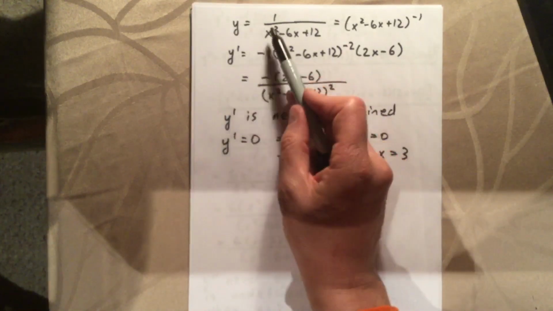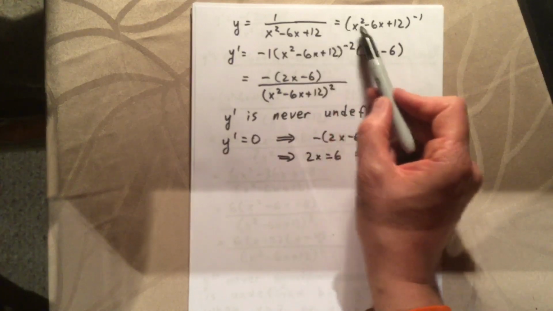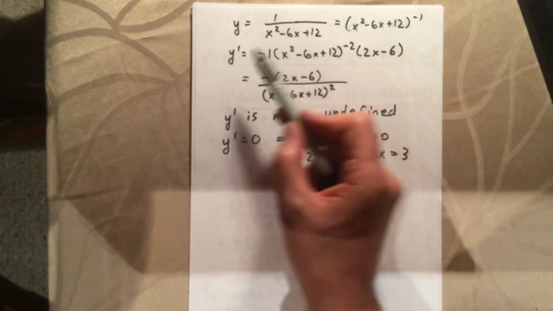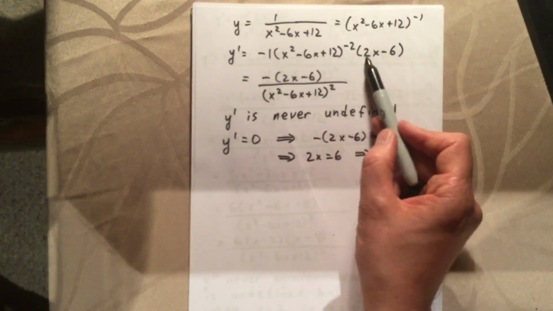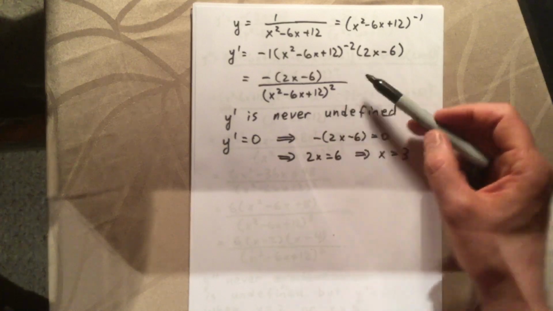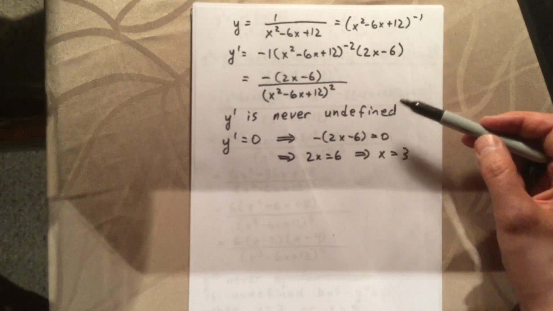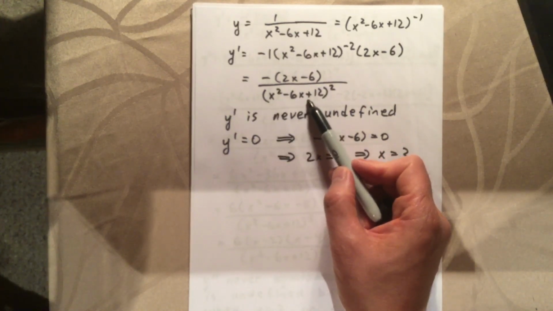Okay, now y is equal to 1 over x squared minus 6x plus 12. In other words, it's equal to that quadratic expression raised to the exponent of -1. That means y prime is -1 times the quadratic expression to the -2 times 2x minus 6. So we can simplify to this. Now y prime is never undefined because, as we said a minute ago, x squared minus 6x plus 12 never equals 0, and in fact is always positive.